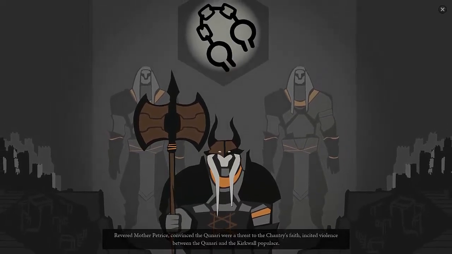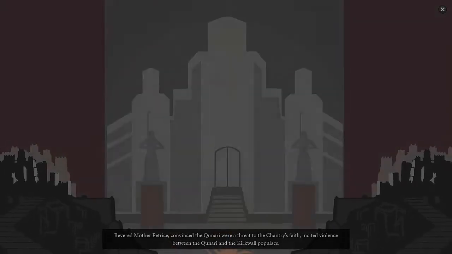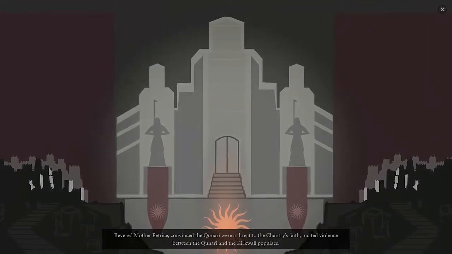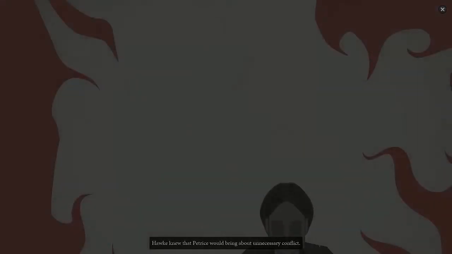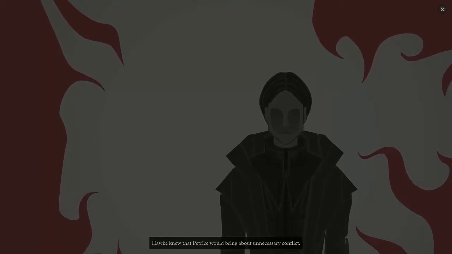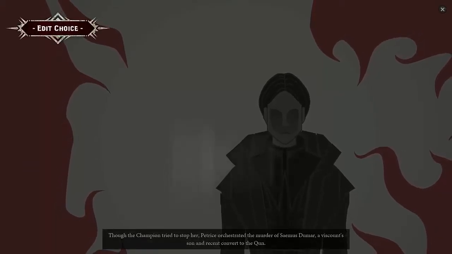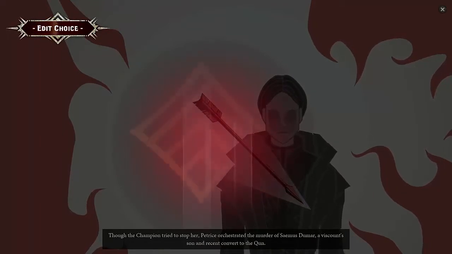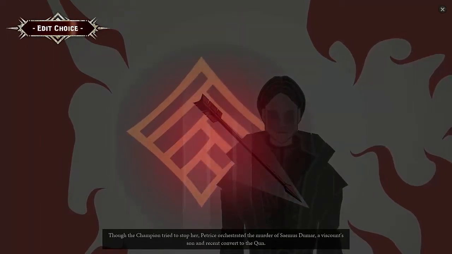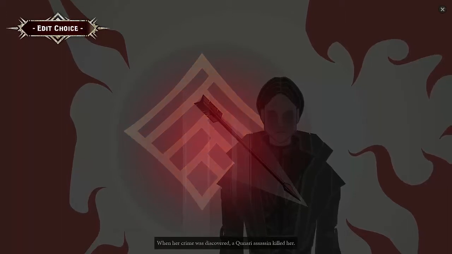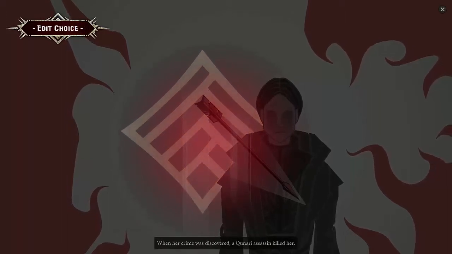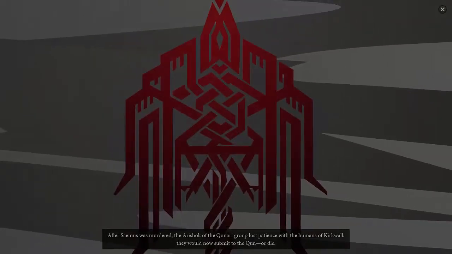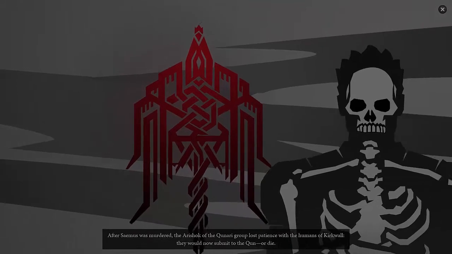Revered Mother Patrice, convinced the Qunari were a threat to the Chantry's faith, incited violence between the Qunari and the Kirkwall populace. Hawke knew that Patrice would bring about unnecessary conflict. Though the champion tried to stop her, Patrice orchestrated the murder of Seamus Dumar, a Viscount's son and a recent convert to the Qun. When her crime was discovered, a Qunari assassin killed her. After Seamus was murdered, the Arishok of the Qunari group lost patience with the humans of Kirkwall.